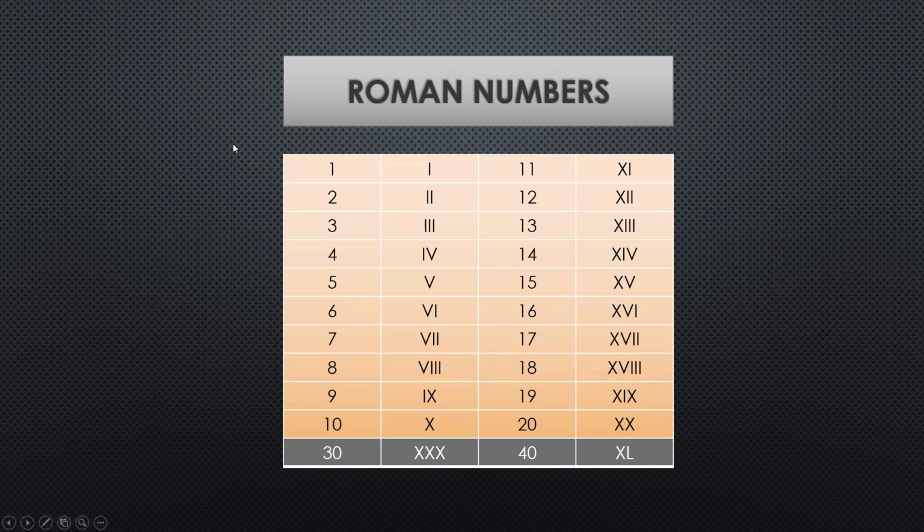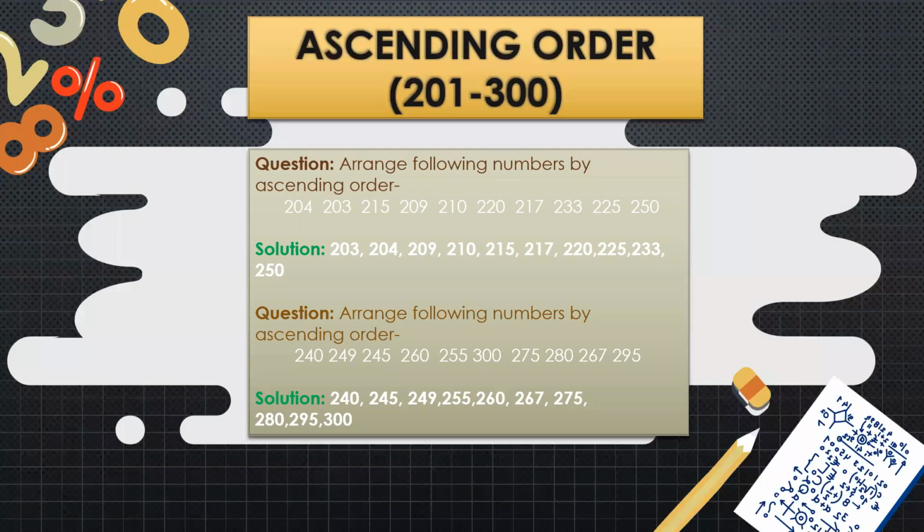You can see the question. Please write the Roman numbers from 1 to 10. Then you have to write 1 to 10. You have already seen this question pattern in your MT exam. Okay, next slide. Ascending order.